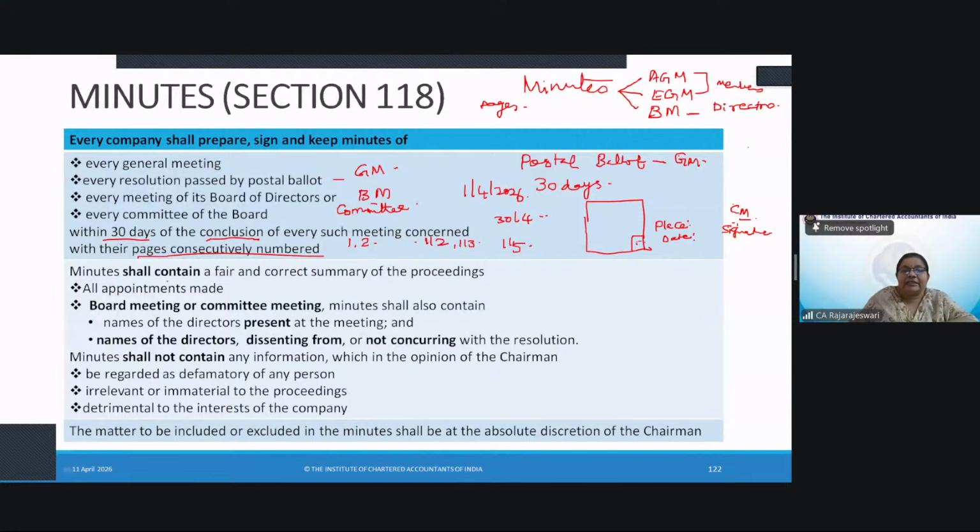And what are the proceedings that it will contain? All appointments made. Suppose you appoint a director, then that also you make a note there.